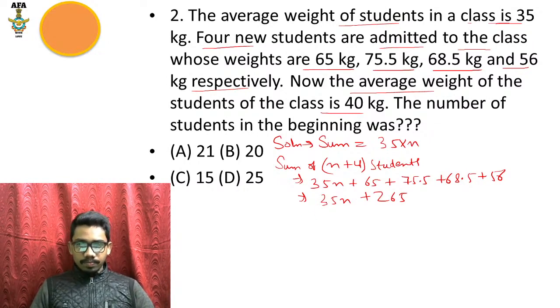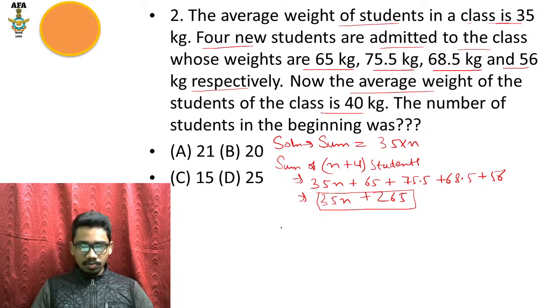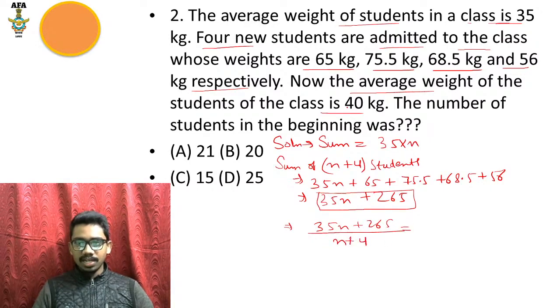Now what do we need to do? Now we need to find the average. The average weight of the students of the class is 40 kg. So this is the total value: 35n plus 265, sum of all the elements divided by the total number of elements. The total number of elements is n plus 4. This is the formula of average, and the average is given as 40. We will calculate the value of n and we will get the answer, the number of students in the beginning of the class. So the number of students is equal to n.